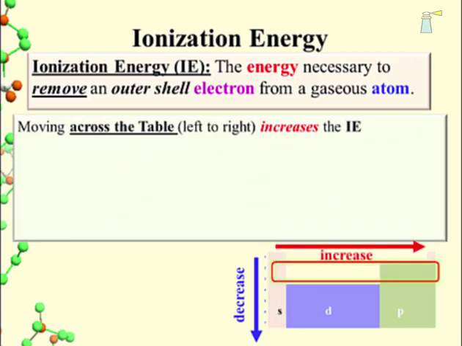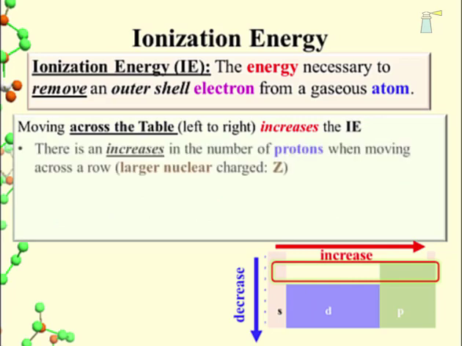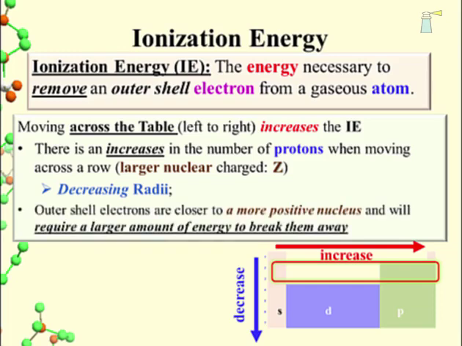Moving across the row on the table, left to right, the ionization energy increases. The reason here is that there is an increase in the number of protons when moving across the row, creating a larger nuclear charge Z. And as we saw earlier, that results in decreasing radii. As such, the outer shell electrons are closer in to a more positive nucleus and will therefore require a larger amount of energy to break them away from the nucleus.